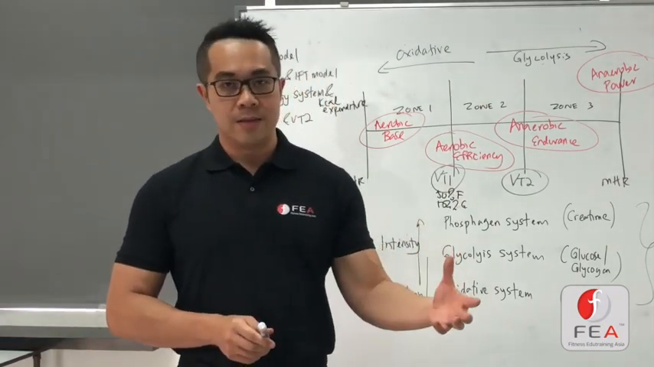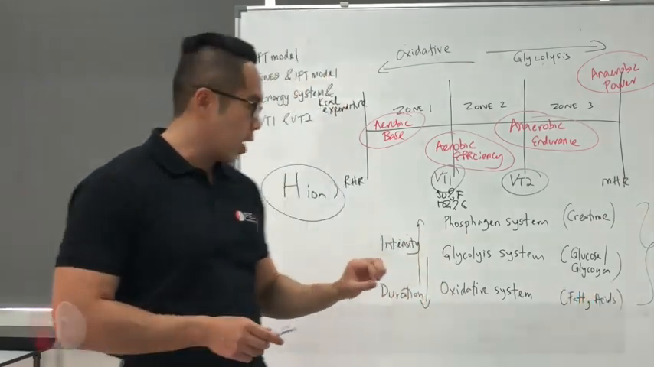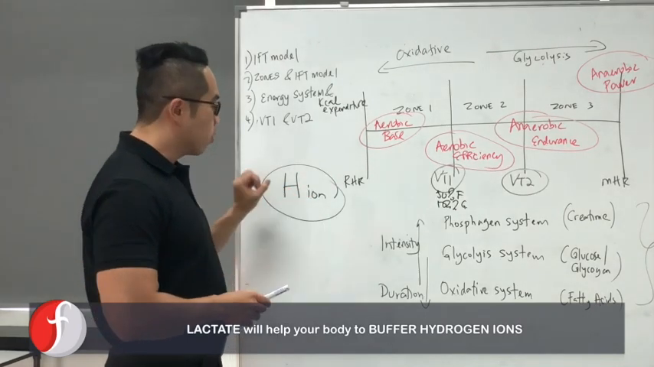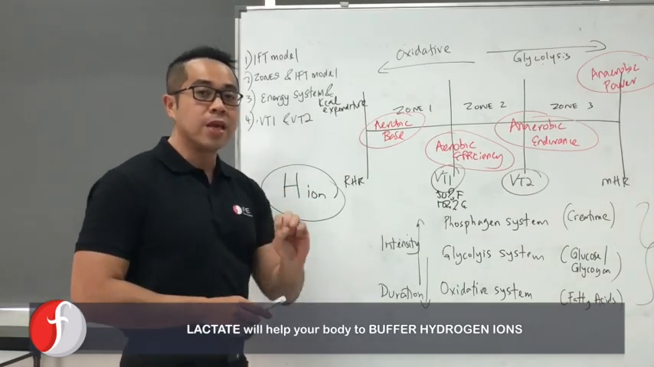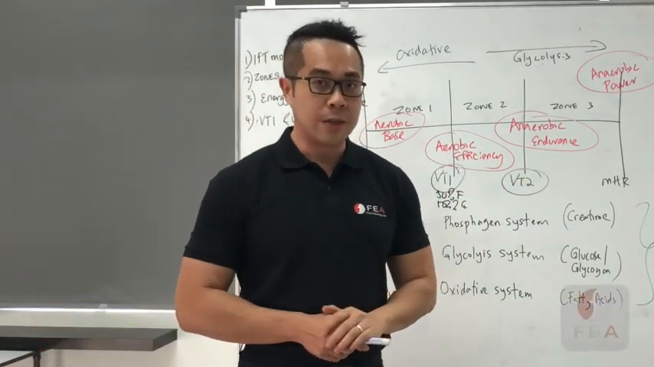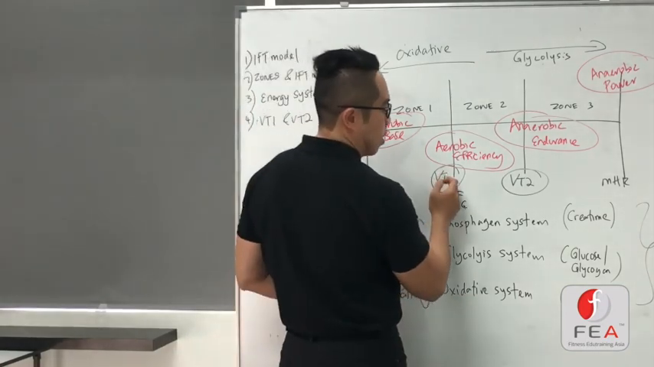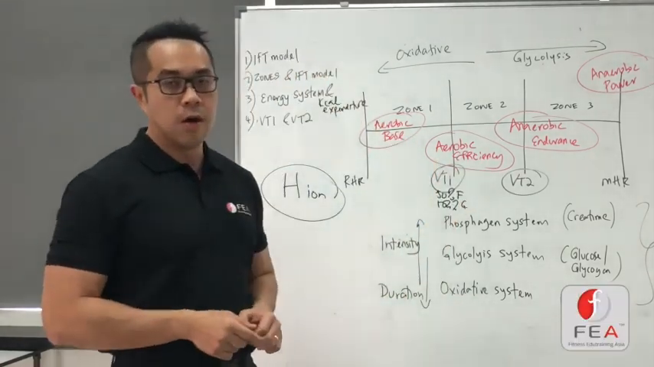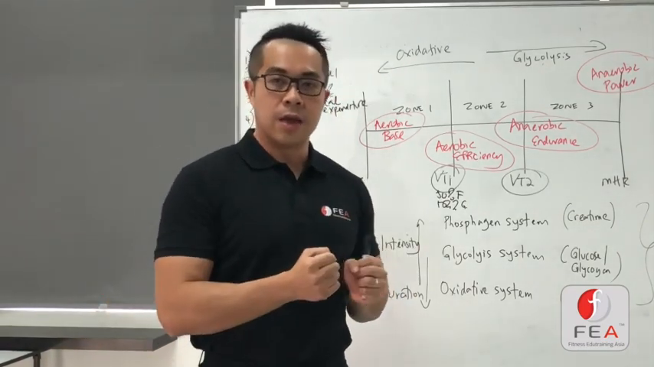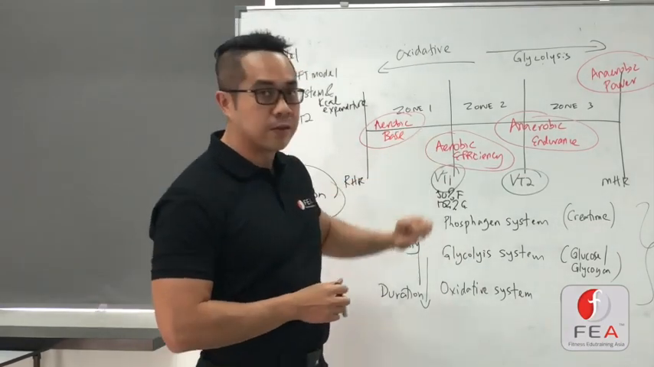Lactate is your savior. What lactate does is buffer hydrogen ions. Lactate will grab hydrogen ions and bring them to be oxidized. So lactate is a good thing. VT1 is the first rise of lactic acid. It means lactate has already taken up hydrogen ions. So VT1, we call it the first rise of lactic acid.